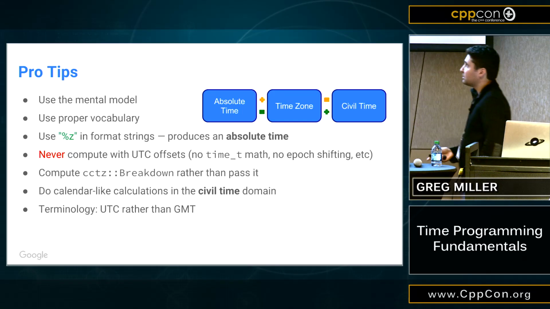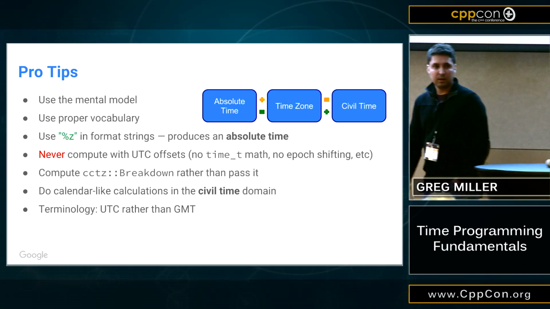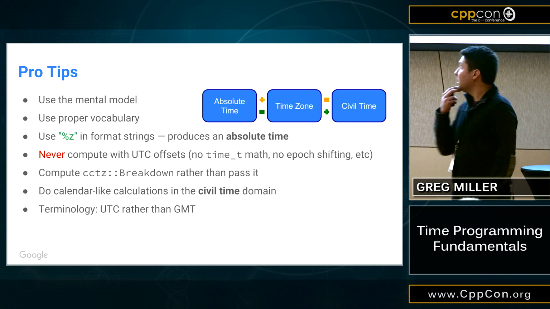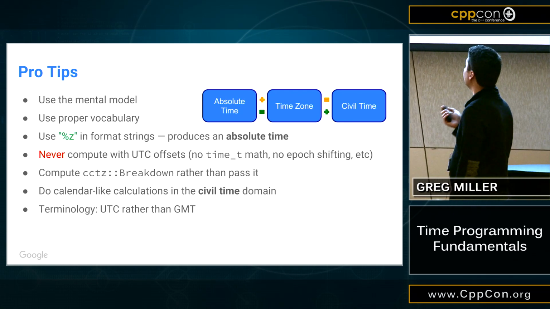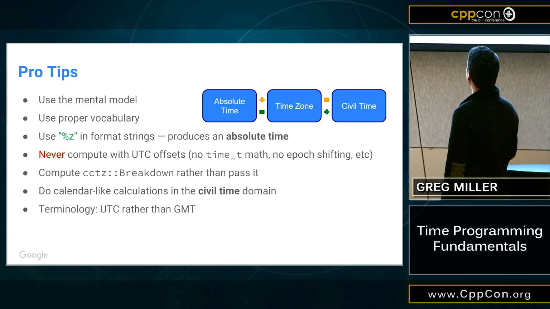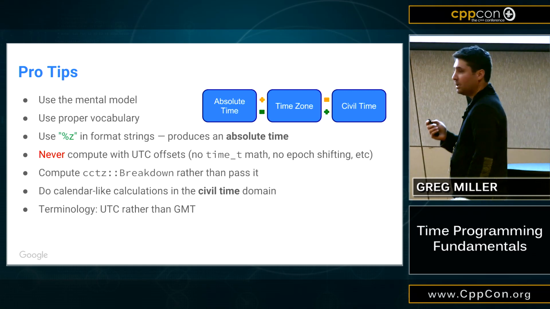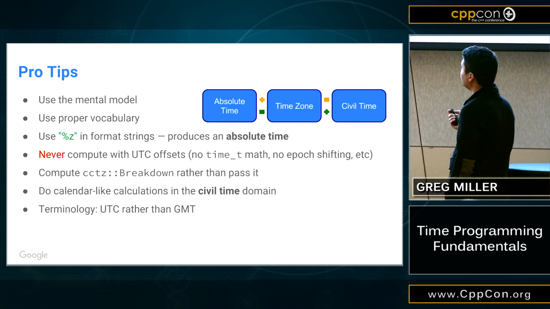So some final thoughts I'd like to leave you with here are, one, remember this mental model. It's real simple. Absolute time, civil time, time zone. The relationship: absolute time and a time zone give you a civil time, and civil time and a time zone give you an absolute time.